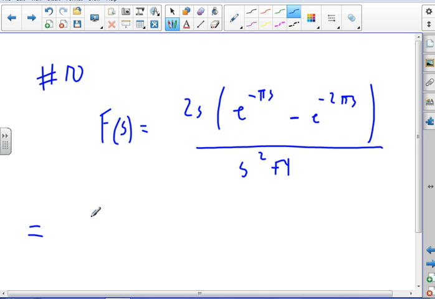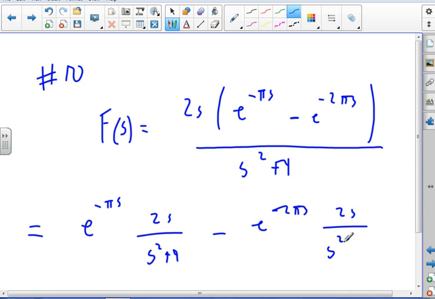Where should I put the 2? All right, I'll go e to the minus pi s times 2s over s squared plus 4, minus e to the minus 2 pi s times 2s over s squared plus 4.